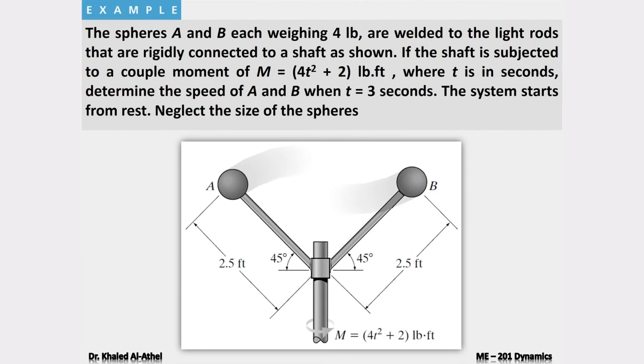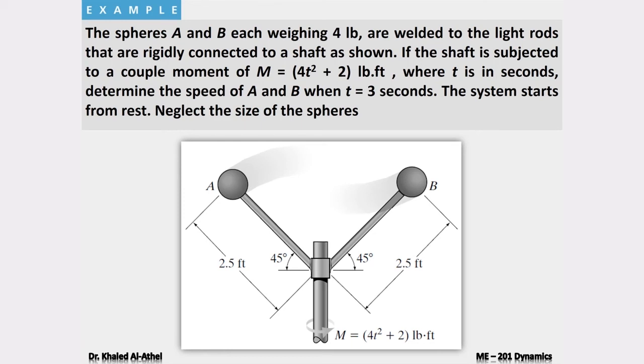The spheres A and B, each weighing 4 pounds, are welded to the light rods that are rigidly connected to a shaft as shown in the figure. If the shaft is subjected to a couple moment, M equals 4t squared plus 2 pound-feet, where t is in seconds, determine the speed of A and B when t equals 3 seconds. The system starts from rest and neglect the size of the spheres. So I'm dealing with them as particles.